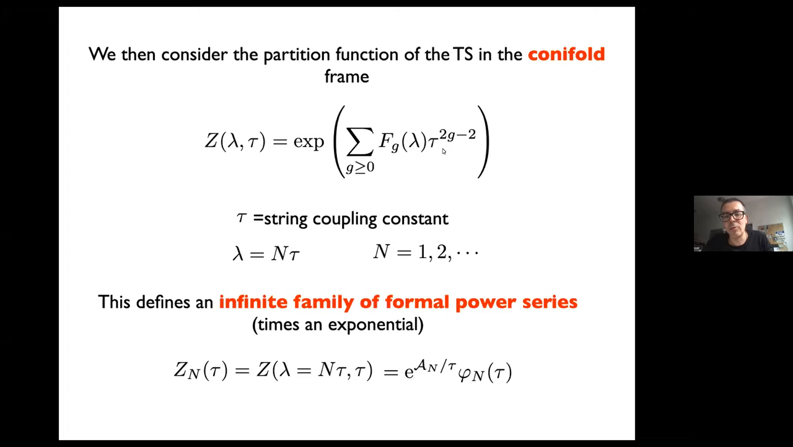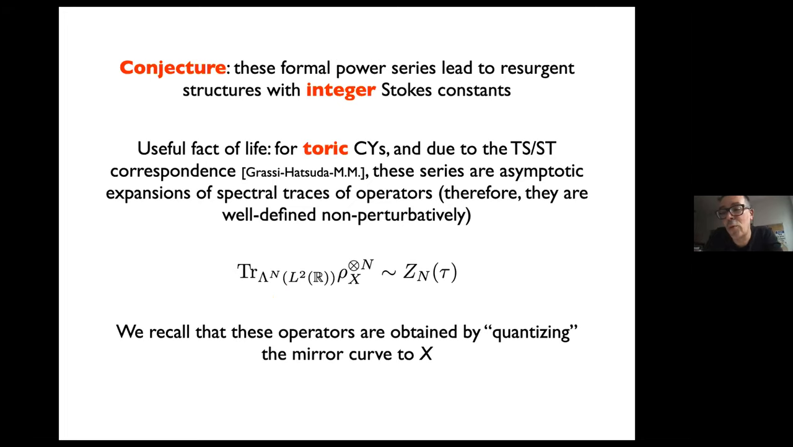Now, as I was mentioning, we want to have some sort of tensionless limit of this theory. So I'm going to put lambda, the modulus of the Calabi-Yau, equal to n times tau. This is what you would do if you had large N gauge duality. So n here can be any positive integer, 1, 2, 3, whatever. And this means that out of the topological string expansion near the conifold point, I will get an infinite family of formal power series times an exponential. And these are the power series that I'm going to focus on. So when you do this, the partition function of topological string theory for each value of n will give you a perturbative series in this coupling constant tau. This perturbative series has not been studied very much, but we can think about them from the point of view of resurgence theory as factorially divergent series.